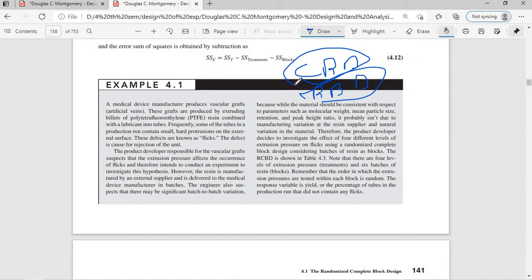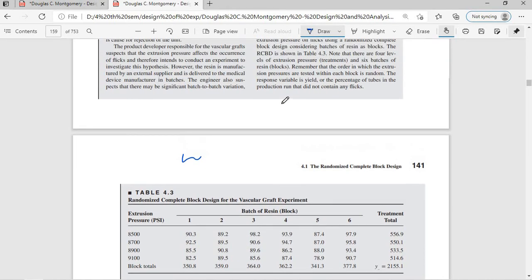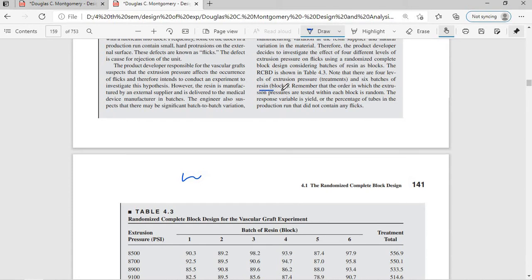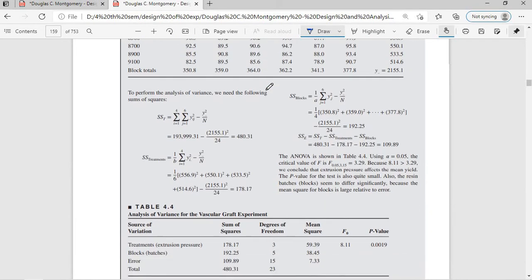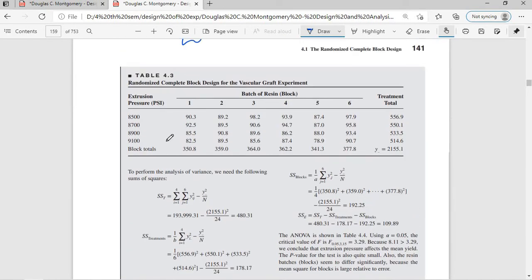Now see, this is an example from the same book, Montgomery's book. This is also related to medical device manufacturers. In RBD you need to remember that if the data is not homogeneous, then we divide the data into blocks, and then we go for testing. In CRD there is no blocking, so only the treatment is available, but in RBD both blocks and treatment are available, and error and total. See, this is our data structure.